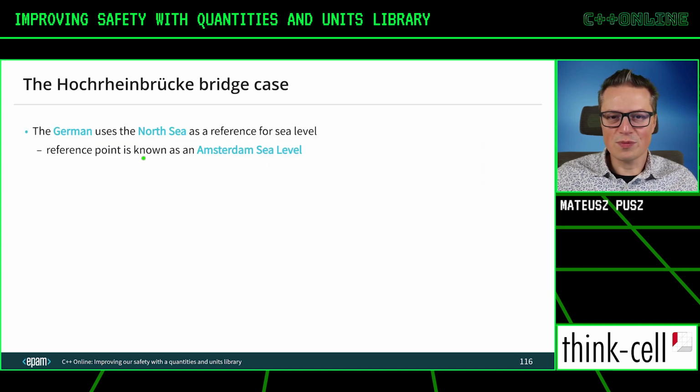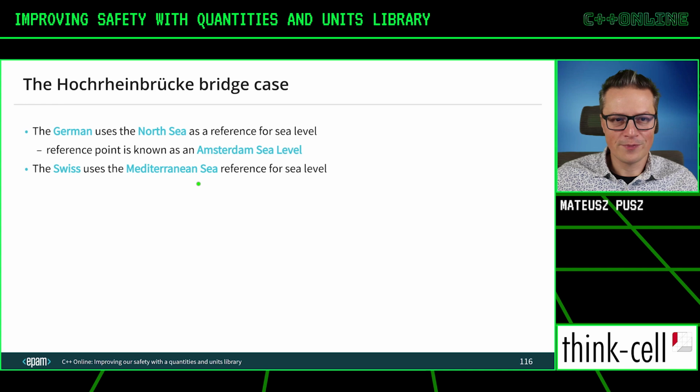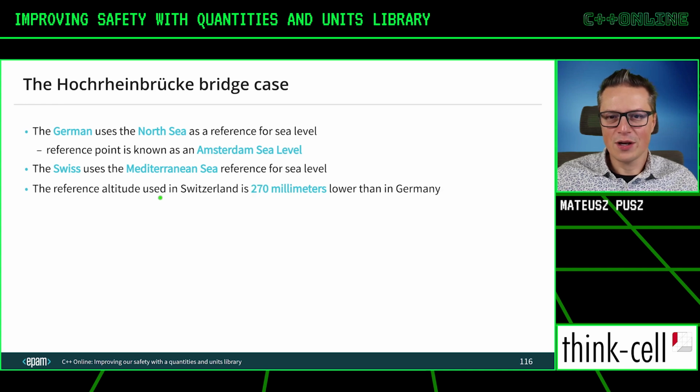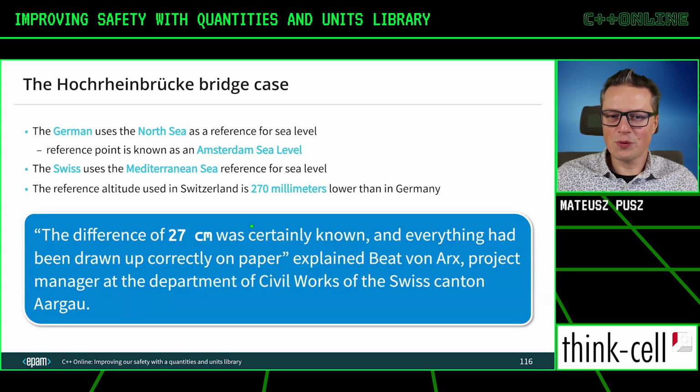The issue is caused by the fact that Germany is using the North Sea as a reference for sea level. This is officially called the Amsterdam sea level. But Switzerland is using a different sea as a reference. The difference between those levels is 27 centimeters. And actually, it turns out that the difference of 27 centimeters was known during the construction and the designing of this bridge. So there was nothing surprising there.